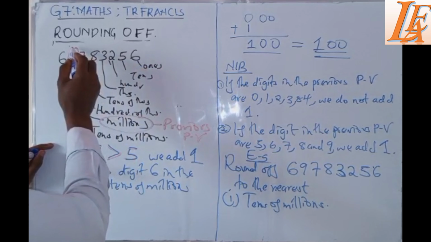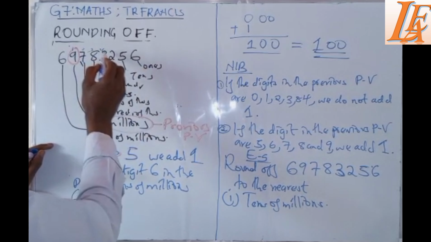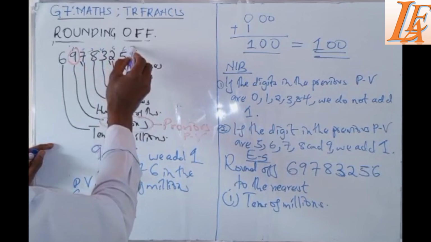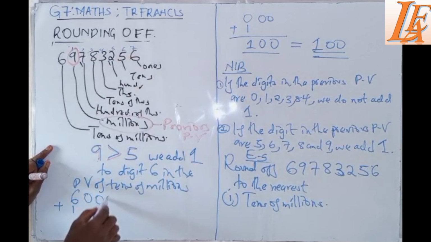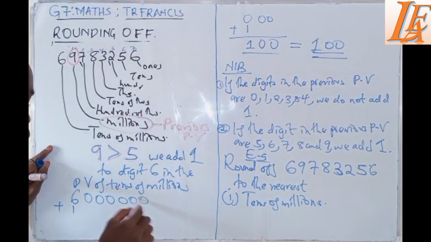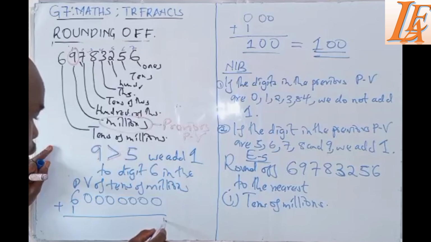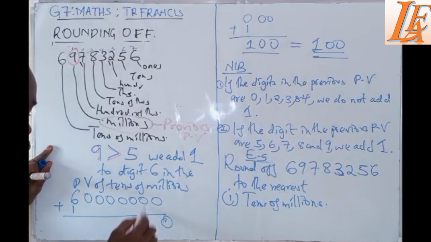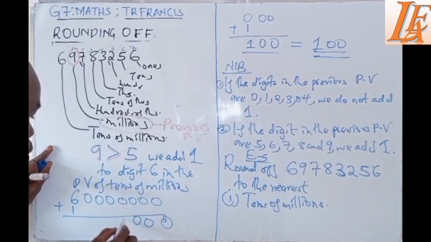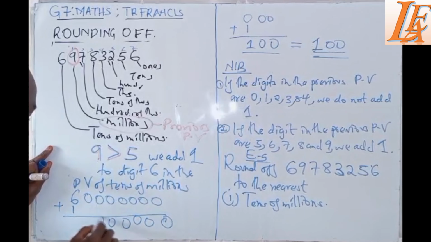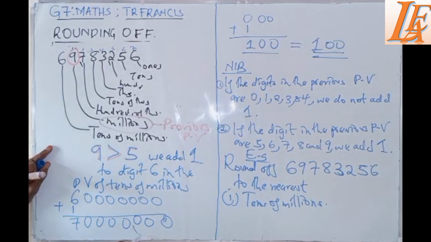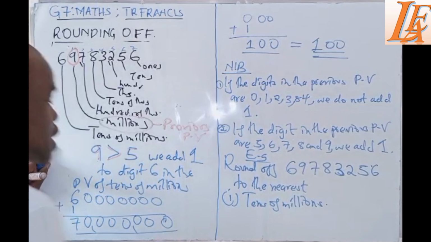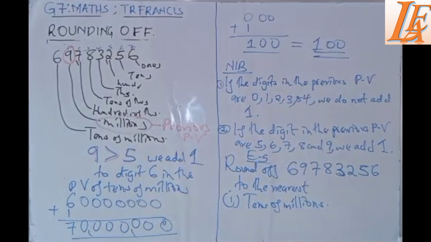You count them. 1, 2, 3, 4, 5, 6, 7. So you write seven 0s. 1, 2, 3, 4, 5, 6, 7. Therefore, we are adding 0, 0, 0, 0, 0, 0, 0. 6 plus 1 is 7. Therefore, we have rounded off the number to 70 million.